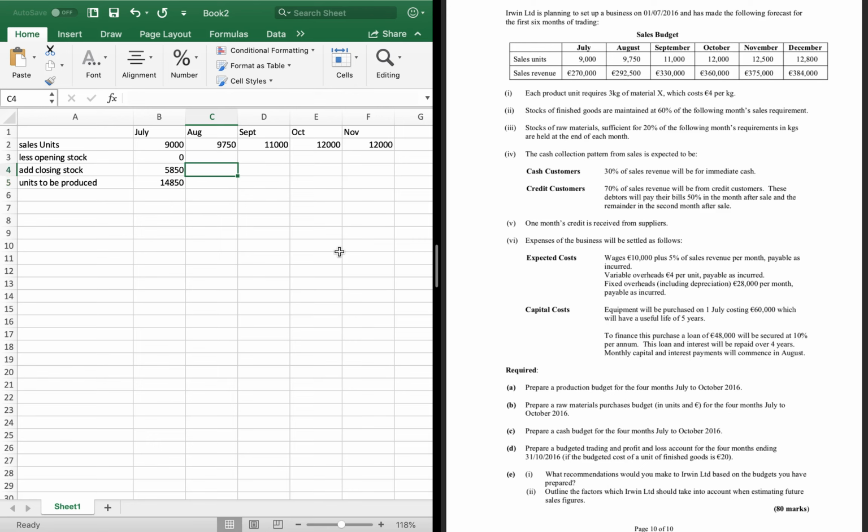Now your closing stock for July becomes your opening stock for August. So it's going to be 5,850. Remember, it's a minus now because you don't need to make your opening stock. So your closing stock each month is 60% of next month's sales. So the closing stock for August is 60% of 11,000, which is 6,600. You could, if you wanted, do all the closing stocks first. I won't. So then it's sales minus opening stock plus closing stock is 10,500.